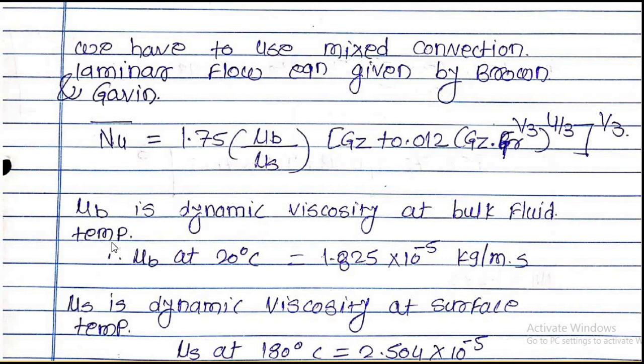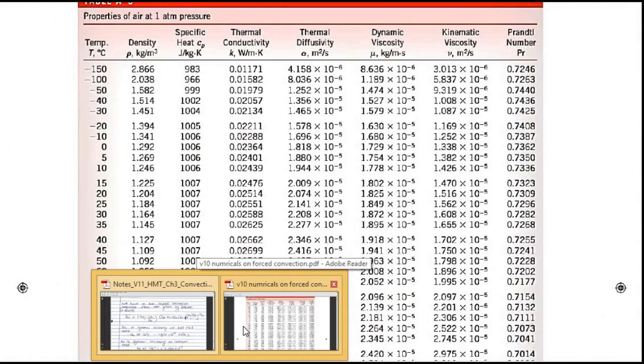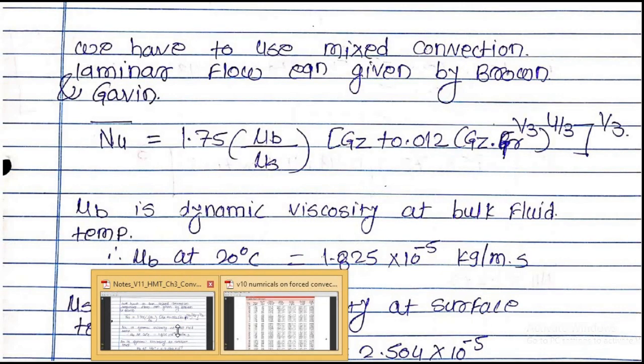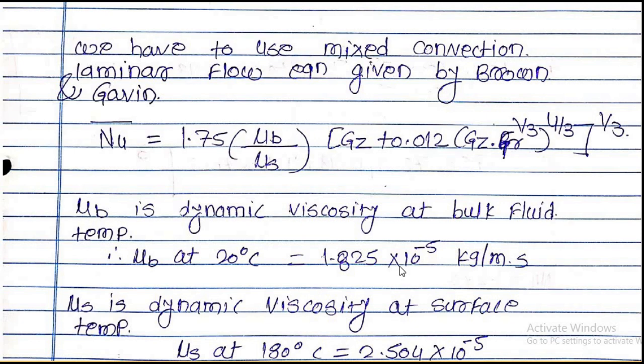Okay, mean bulk fluid temperature. The bulk average temperature of the fluid is provided as 20 degrees Celsius itself, so we do not have to determine it. At 20 degrees Celsius, the dynamic viscosity value is 1.825 into 10 raised to minus 5 kg per meter second, and that value we have taken over here.